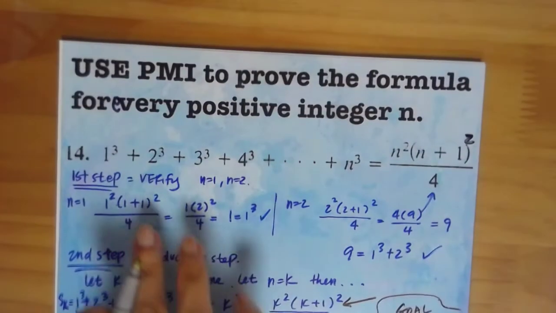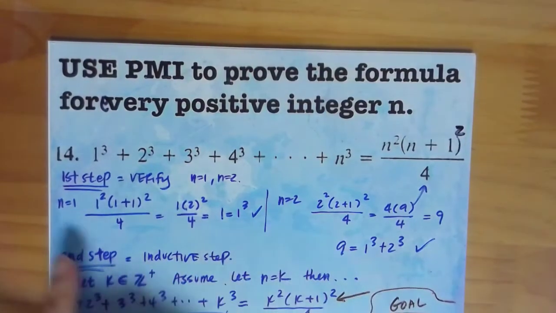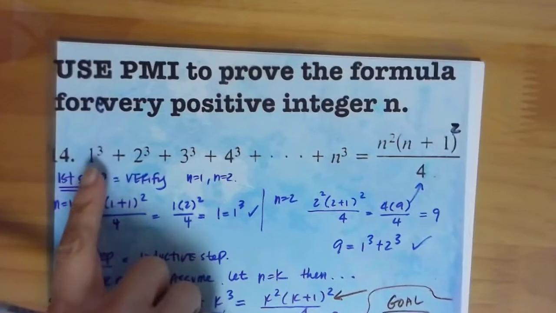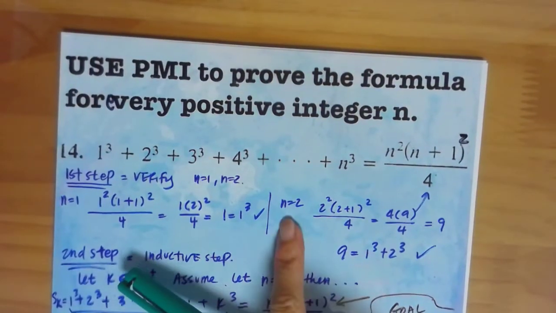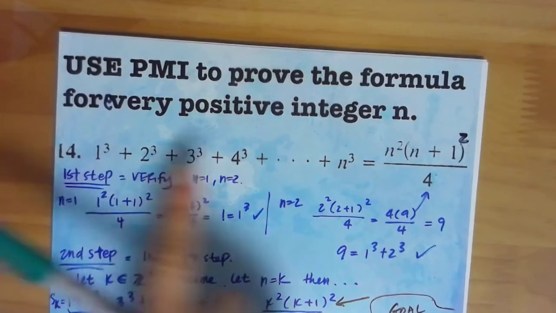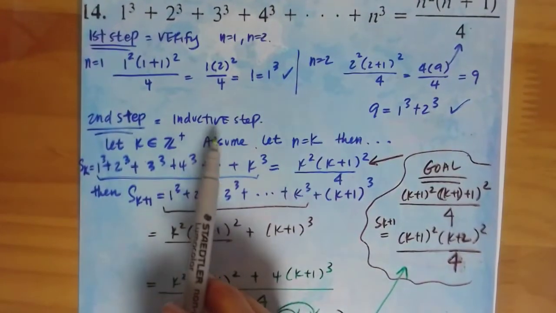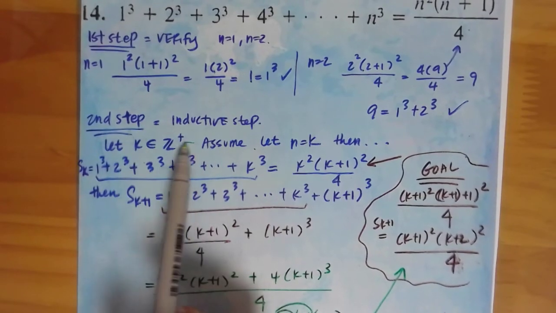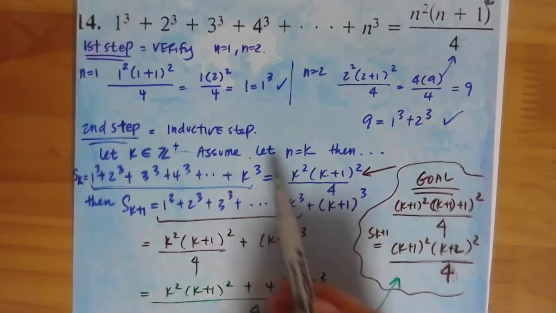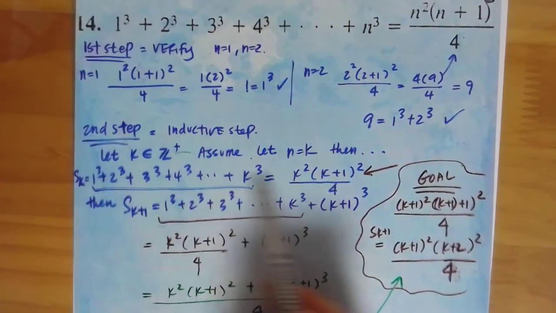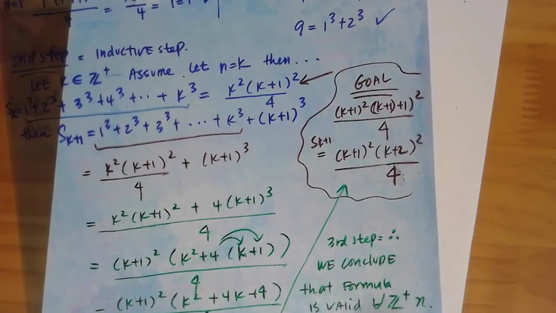Again, remember, the first step is to verify that this formula works for n equals 1 and n equals 2, meaning when you add up the first term, and when you add up the first two terms, does it equal this formula? The second step is the inductive step, where you let k equal any positive integer, let n equal k, and assume that this is true. Then you show the inductive step, and then you have to make a conclusion.